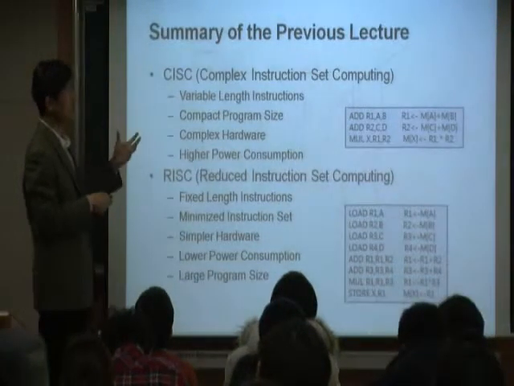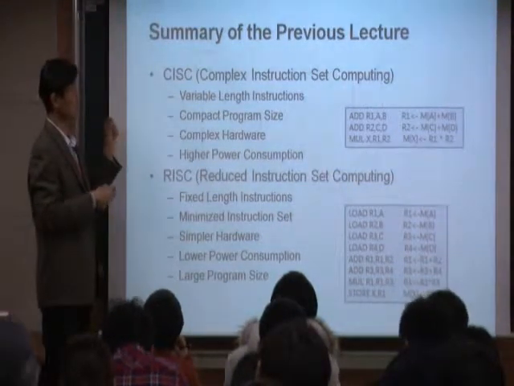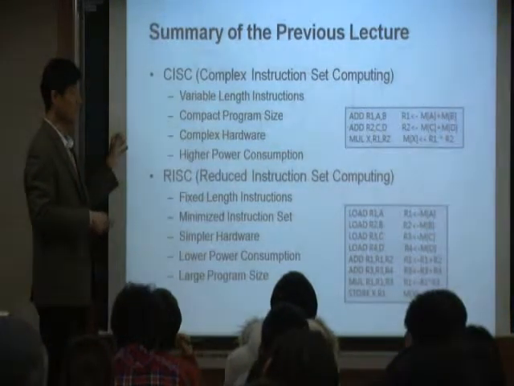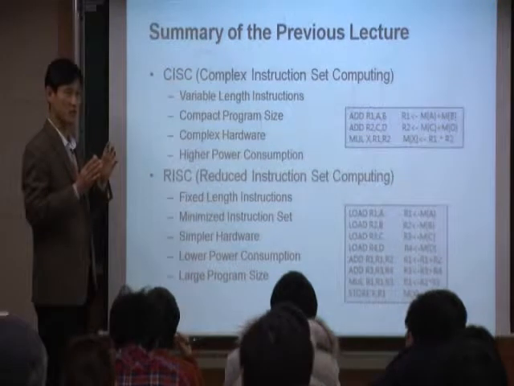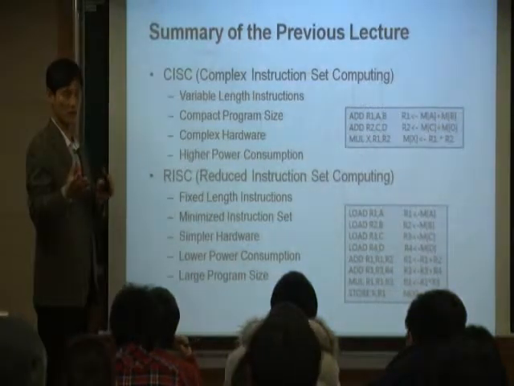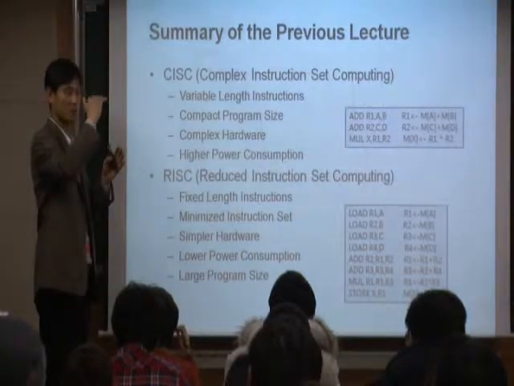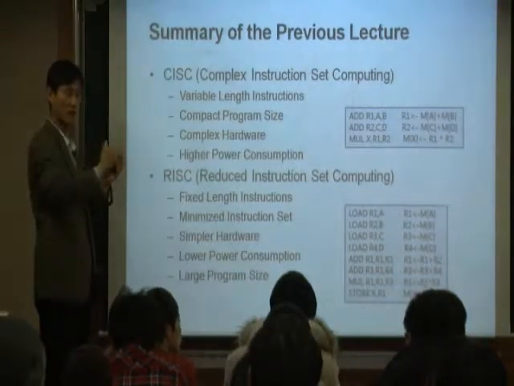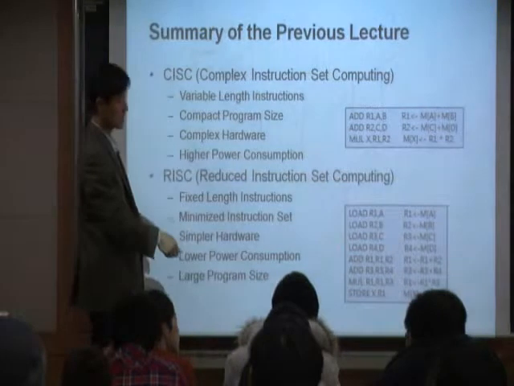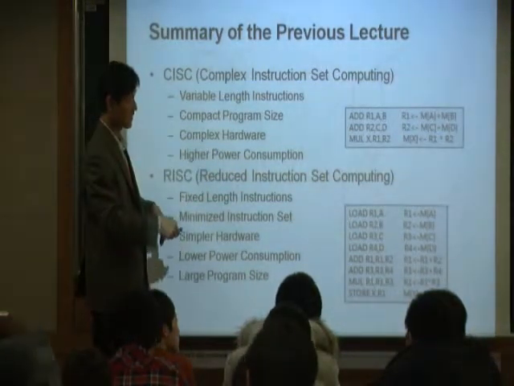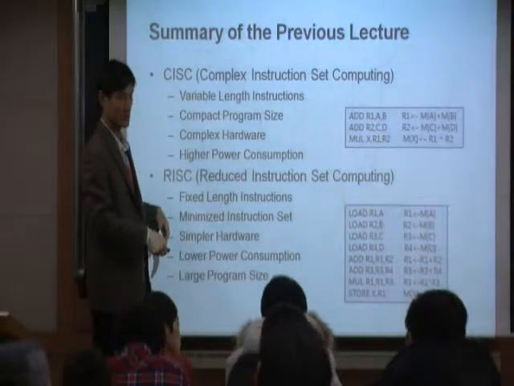That's what you have in the complex set, because it wants to do the complex instruction in hardware. In the RISC case, you only have basic instructions. So if you want to do complex work, you need to do it in software. You want to do addition, multiplication, addition, you have to list all that. So the program is going to be large because you use basic instructions to calculate the whole thing.